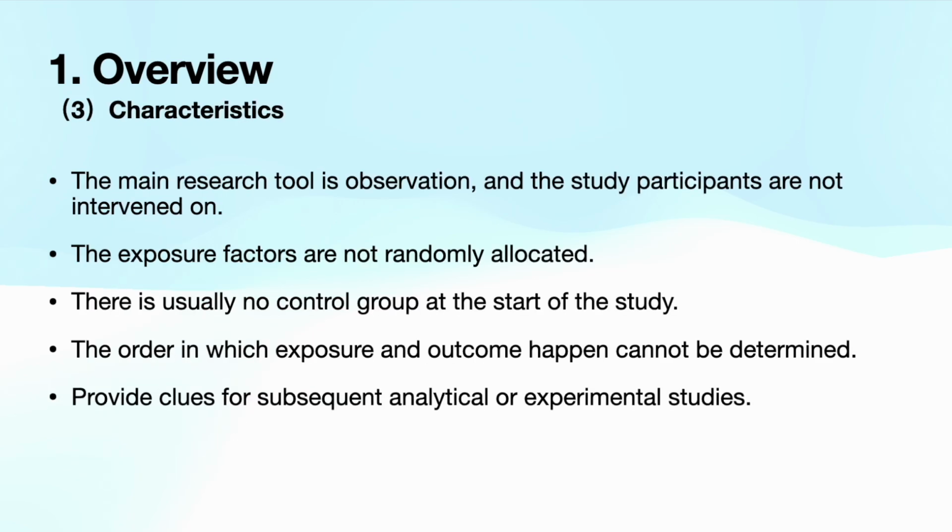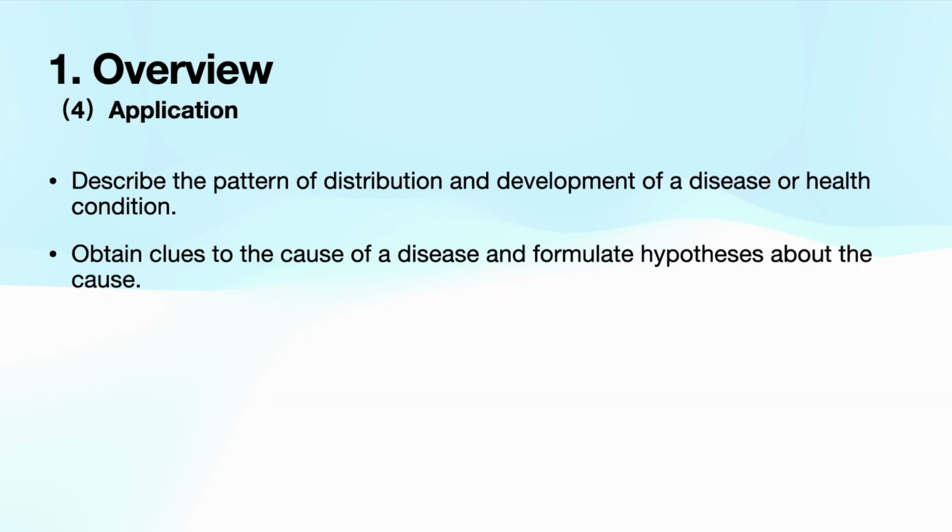It has several characteristics too, like the main research tool is observation and the study participants are not random. The exposure factors are not randomly allocated, and there's usually no control group at the start of the study, and the order in which exposure and outcome happen cannot be determined. It provides clues for subsequent analytical or experimental studies. It can be used to describe the pattern of distribution and development of a disease or health condition. It also obtains clues to the cause of a disease and formulates hypotheses about the cause.